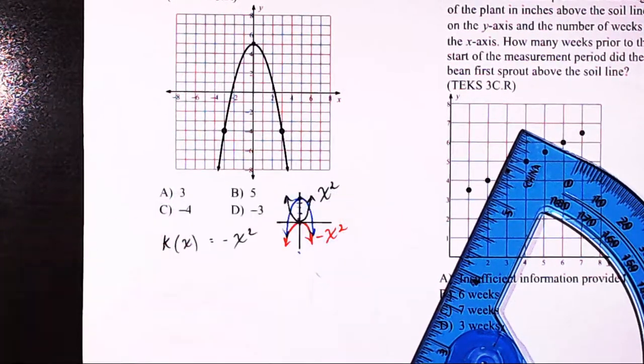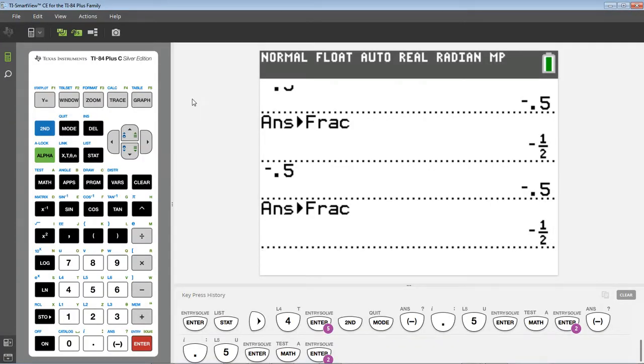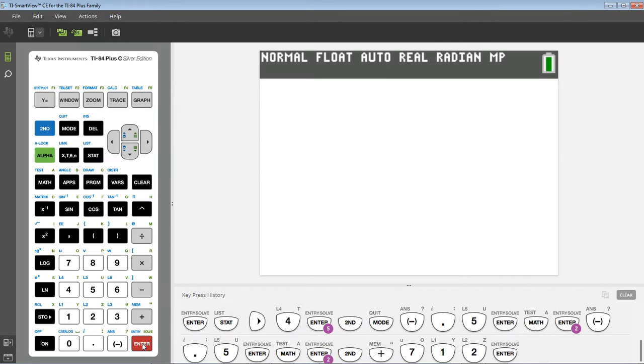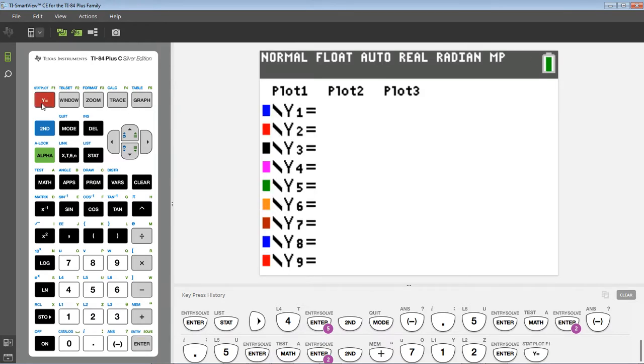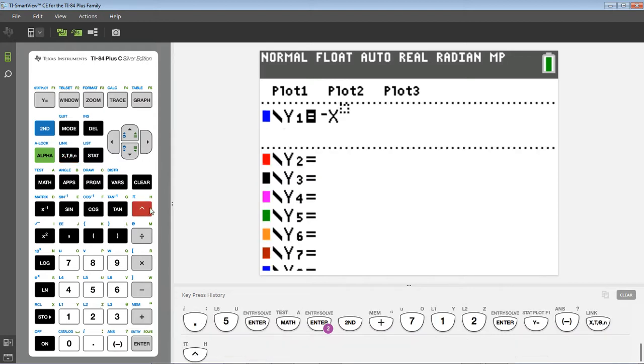Now, that's a terrible graph right there. It's confusing. So we'll use our calculator to kind of prove all this. So on your calculator, let's go ahead and clear the memory. 2nd plus 7, 1, 2. And then we're going to go to y equals. Go to y equals and type in -x, hat, this button for exponent 2, -x squared.